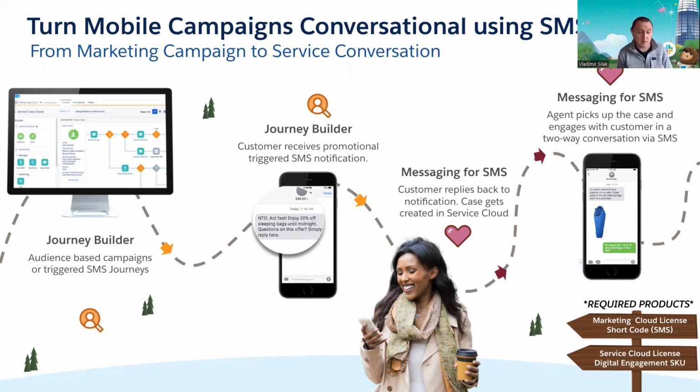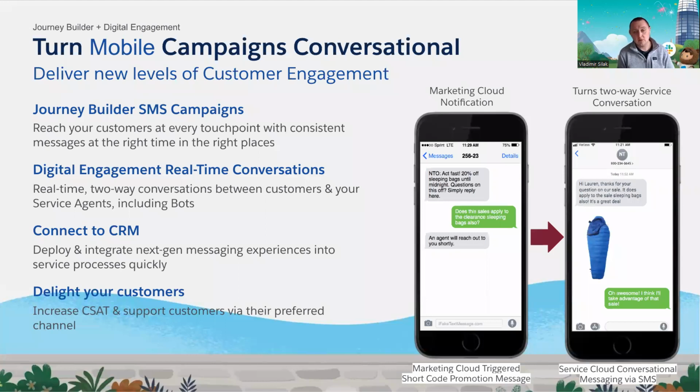I think it's super powerful, but it kind of goes back to remind you that it can get confusing, because we do have that two-way conversation set up in Marketing Cloud, but there's a difference because they're two different products, two different SKUs, and you operate in different places. The outbound initiated conversation starts in Marketing Cloud itself as a promotion, and then ends up being more like a one-to-one service agent conversation within the Service Cloud itself.